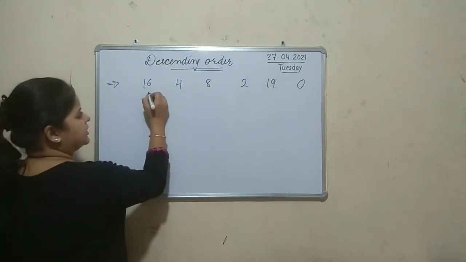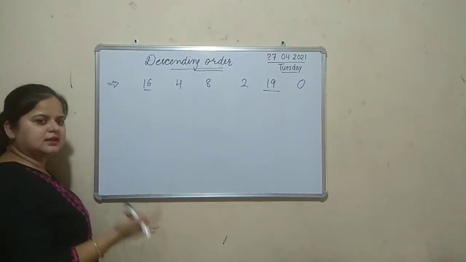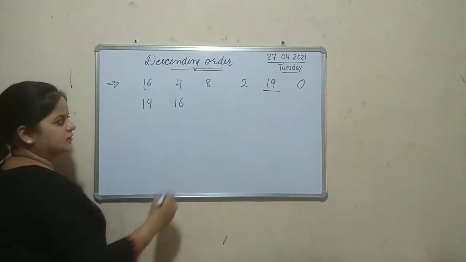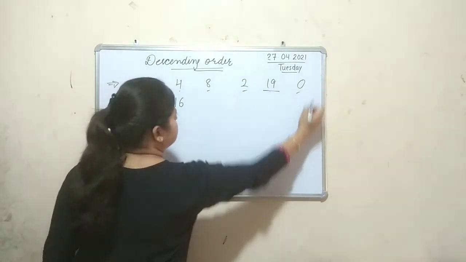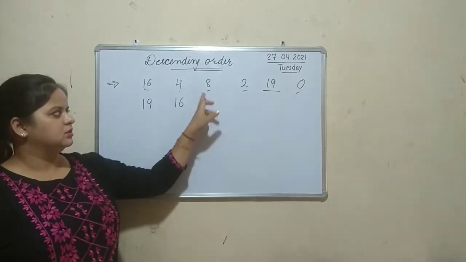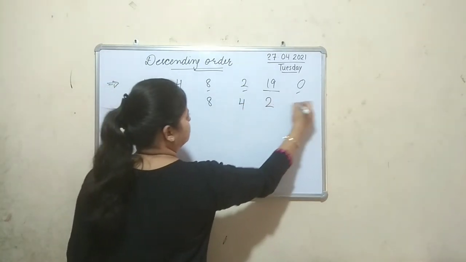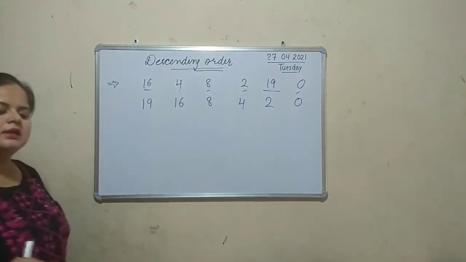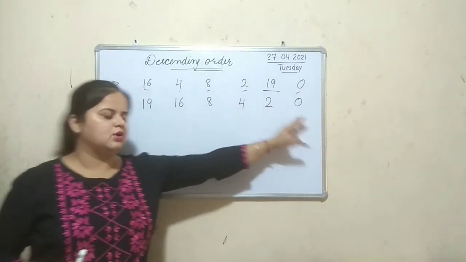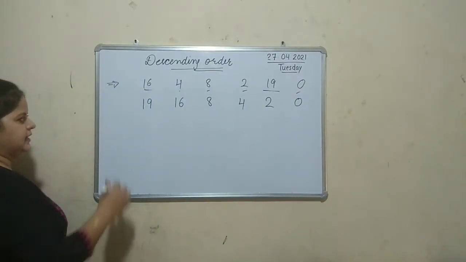So which is the greatest number? Here we have 2-digit numbers. So from 16 and 19, the 19 is greatest. So we will write 19 first, and after that 16. Now here we have 4, 8, 2 and 0. Which is greater from these all? 4, 8, 2. So 8 is greater. After that 4, 2 and 0 is nothing. So 0 will be in the last. This is the smallest number. This is called descending order. To arrange the numbers from greatest to smallest is called descending order.